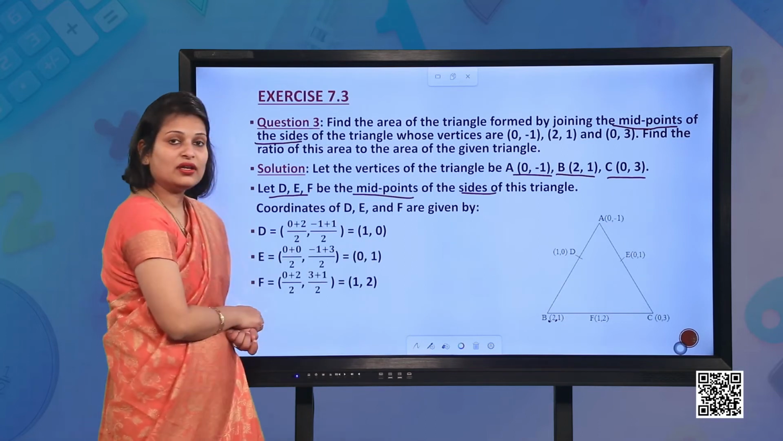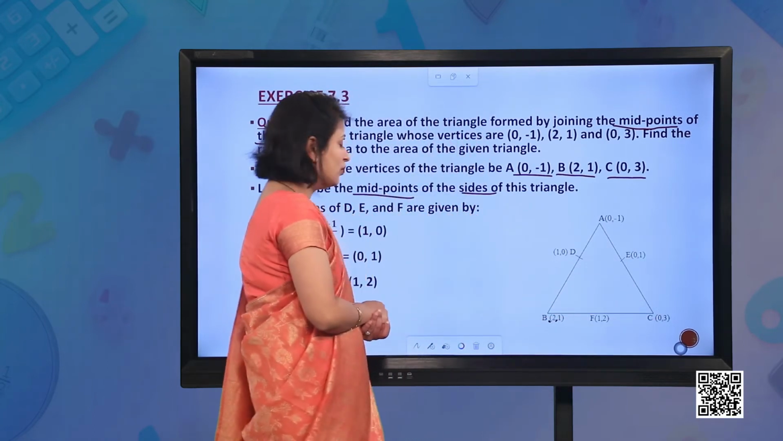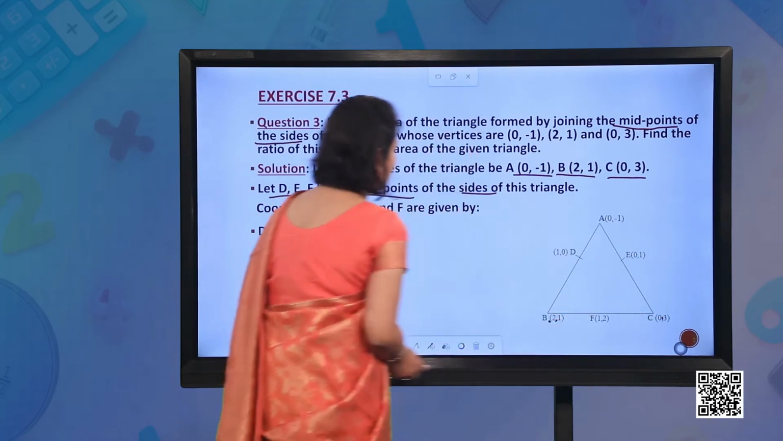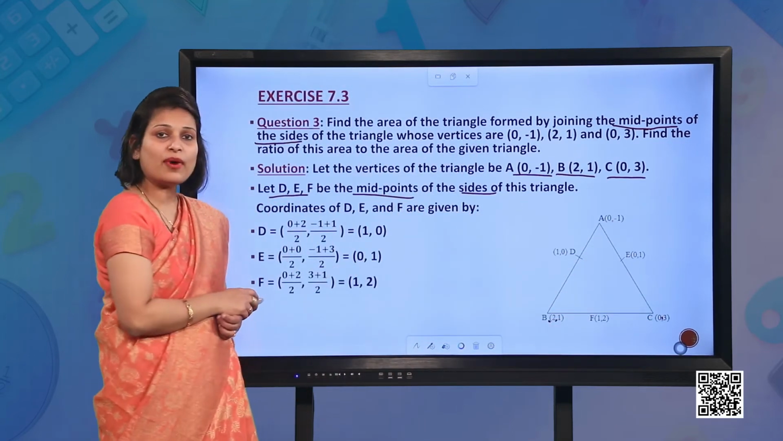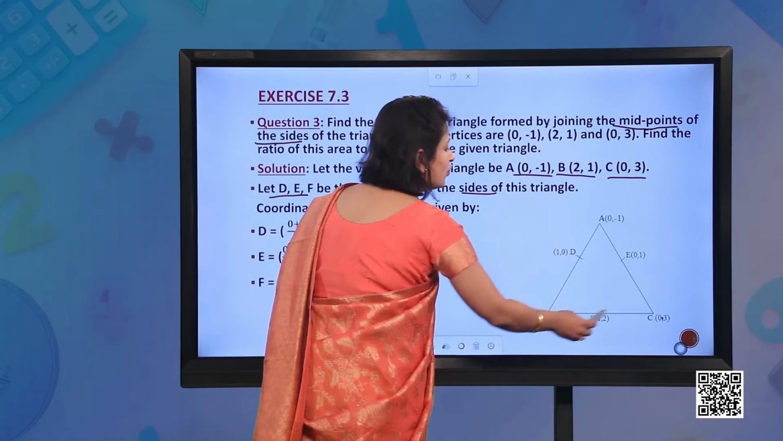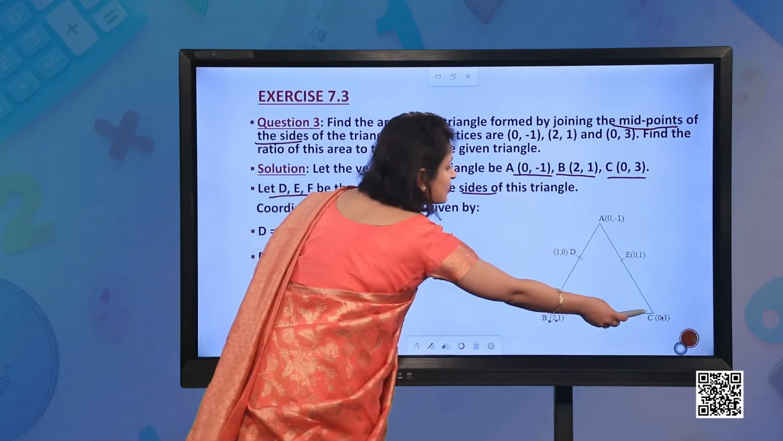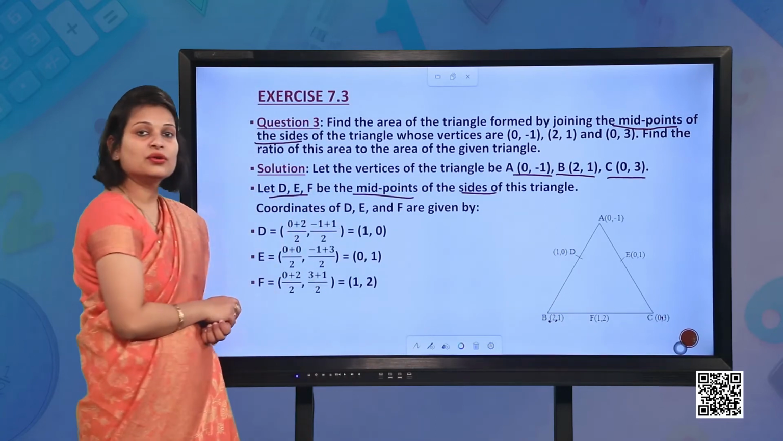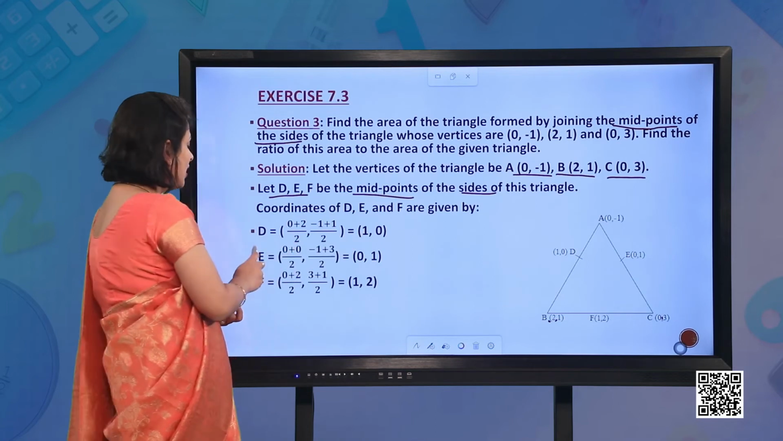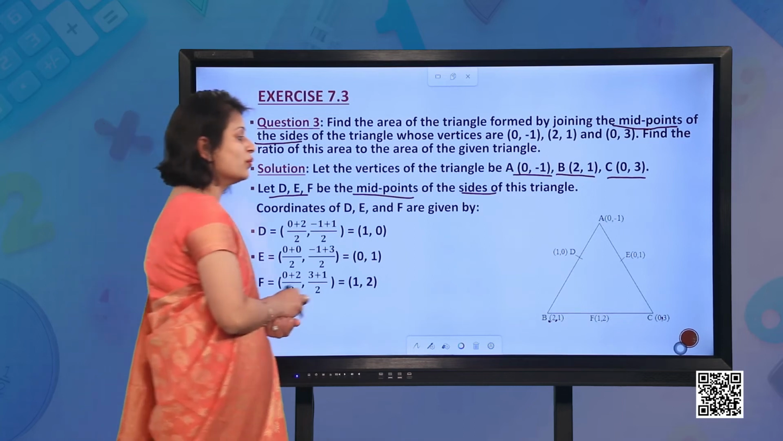How will you calculate E? (0 + 0)/2, you will get 0. (-1 + 3)/2, you will get 1. And for F, consider these two. (2 + 0)/2, you will get 1. (1 + 3)/2, you will get 2. So, the coordinates of point D are (1, 0), E (0, 1) and F (1, 2).